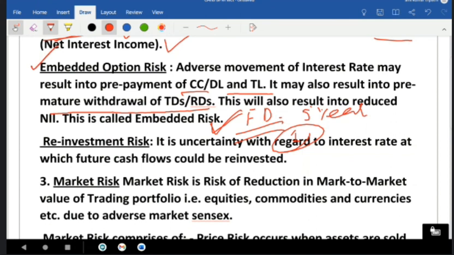The customer has the freedom to come after 1 year, or even after 3 months, and say, I want to withdraw my FD. This is called embedded option risk. But based on that fund, you have given the loan, and a loan you cannot recall. If you have given a loan for 30 years as a housing loan, you cannot tell the customer to repay just because another customer came for FD withdrawal. So this is called embedded option risk.